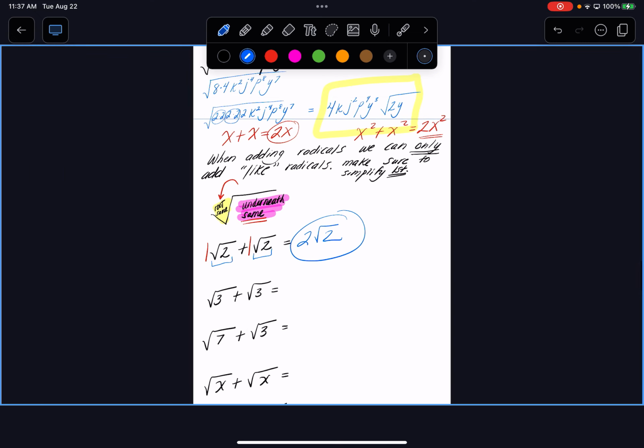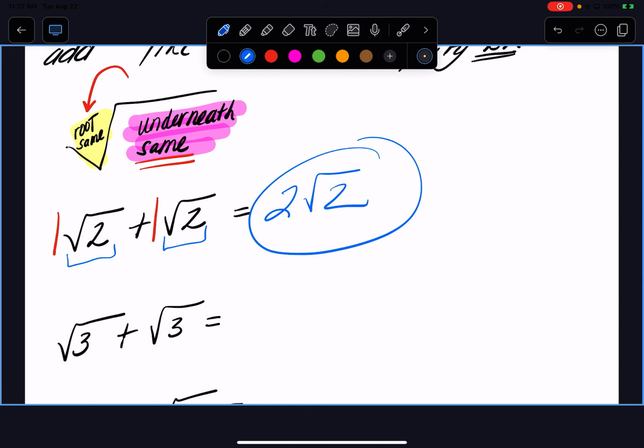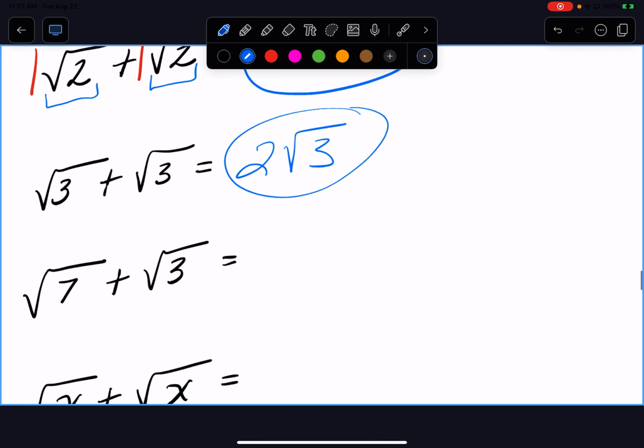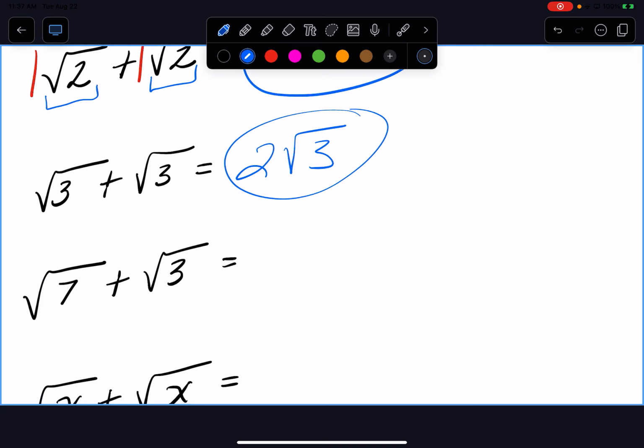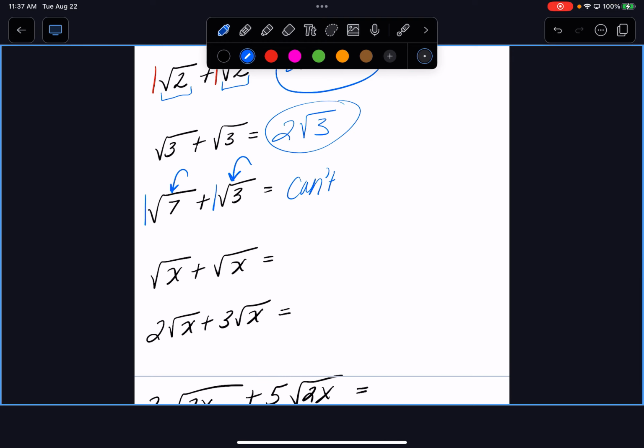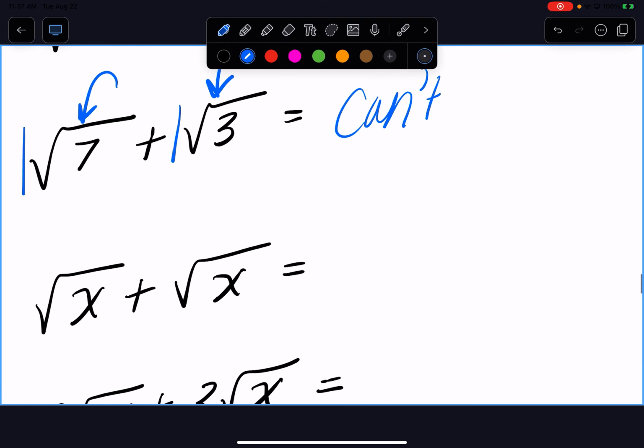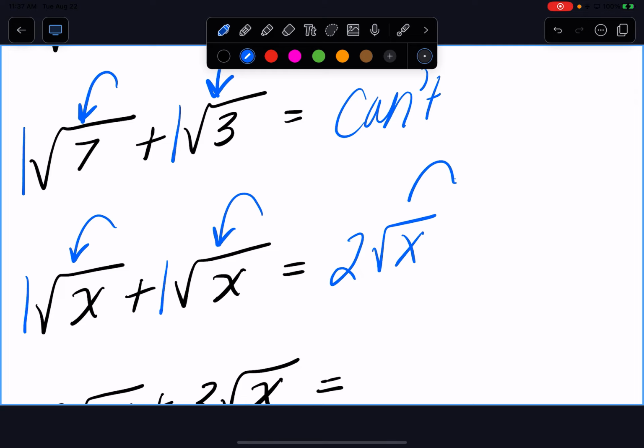Okay, let's look at it again. Root 3 plus root 3 is how many root 3s? 2 root 3s. Can we add root 7 plus root 3? This is 1 apple. This is 1 orange. They can't be added. Does that make sense, everyone? Okay, right here. What's root x plus root x? 2 roots of x. 1 apple plus 1 apple is 2 apples.